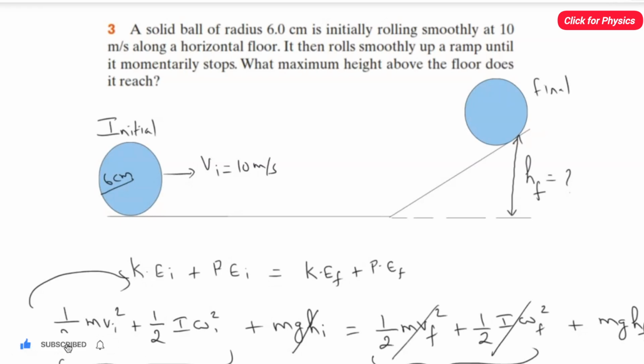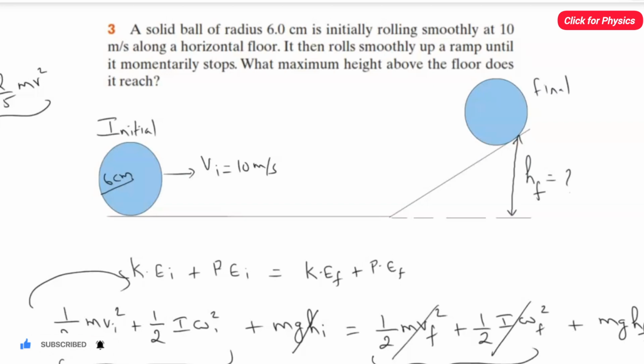Also, the most important thing, we have to use the moment of inertia for the solid sphere, because the shape of the ball is a sphere, and they clearly mention this is a solid sphere. The formula for the moment of inertia for the solid sphere is 2 over 5 m r square. I write this because we have to use this value when we apply the values for the rolling, that means the rotational kinetic energy.